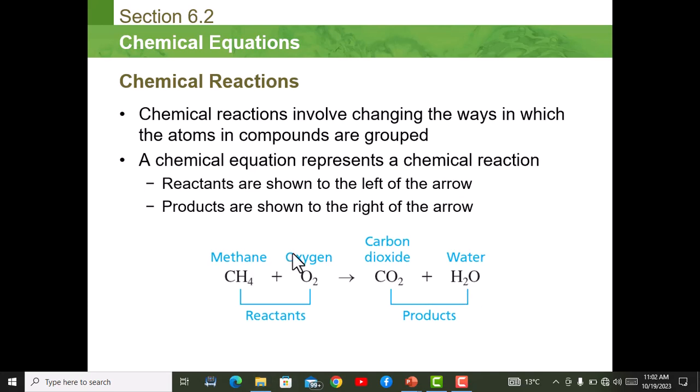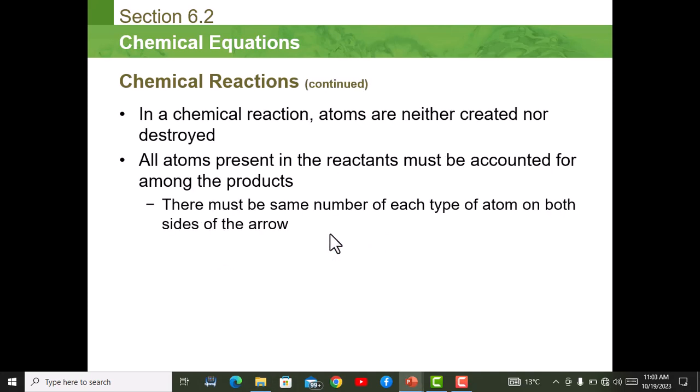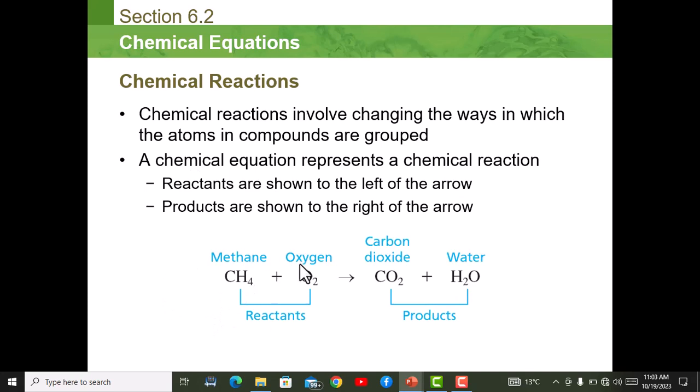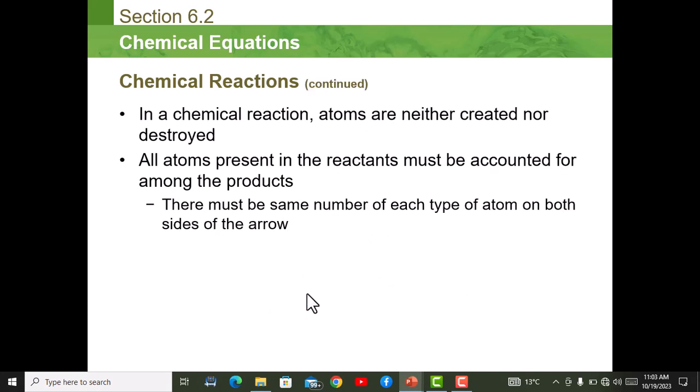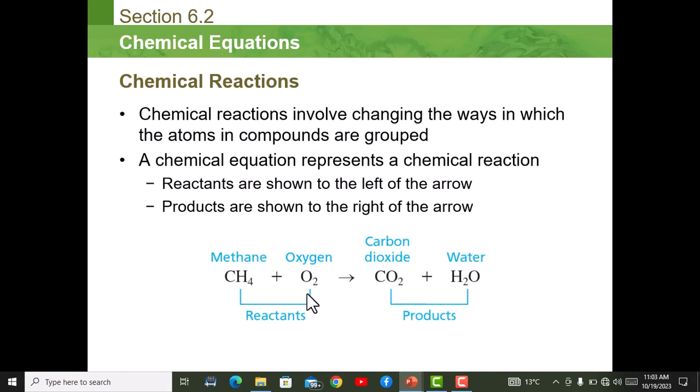Let's go to the next slide. Chemical reactions continued. In a chemical reaction, atoms are neither created nor destroyed. Now, here we are in a chemical reaction because we are looking at the chemical equation, which we said in actual fact represents a chemical reaction. So we are therefore saying there, in a chemical reaction, atoms are neither created nor destroyed.